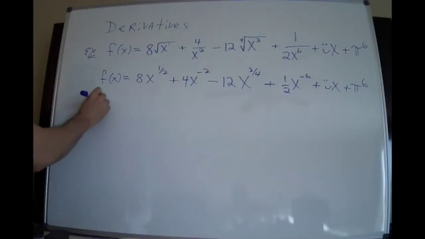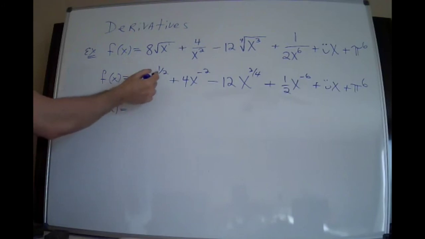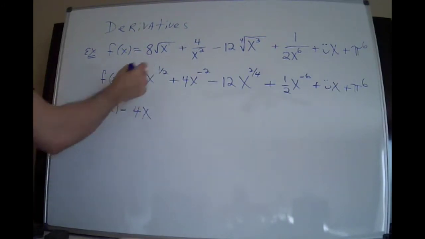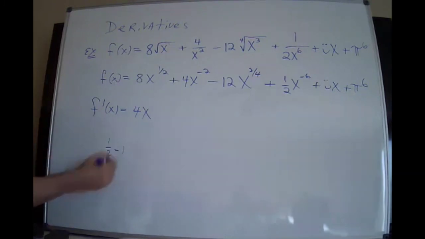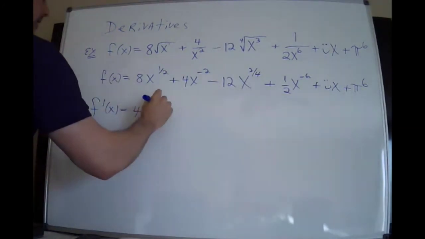Now, I'm going to take f prime. Multiply by the power, subtract. Well, this is a half. Half of 8 is 4. And we're going to be more sophisticated, right? I have to do 1/2, take away 1. So that's 2 over 2. 1/2 minus 1 is -1/2.